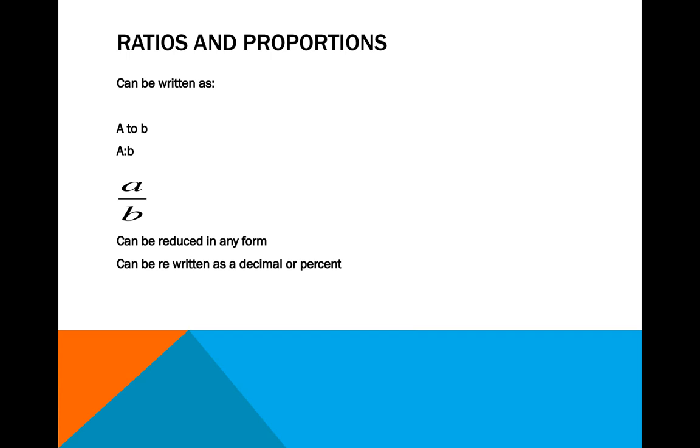So maybe a better example would be like we have maybe a 15:3 ratio. We can reduce that by taking out a factor of 3 and saying this is the same as 5:1. Or if we had 15/3 this way, we could write it as 5/1. And then they can all be written as a decimal or a percent. So we could also express that as 5, or we could express it as 500% in this case, just in terms of reducing all of those forms and then rewriting.